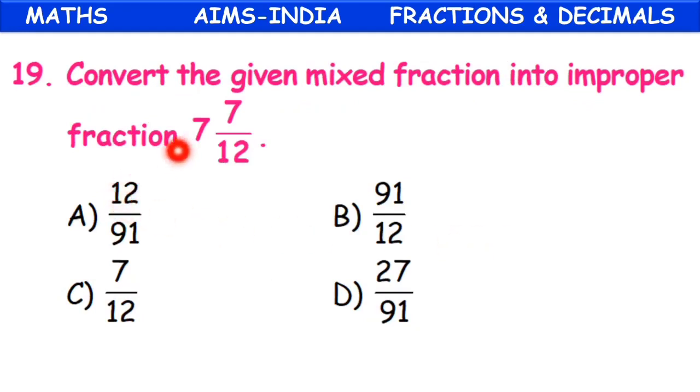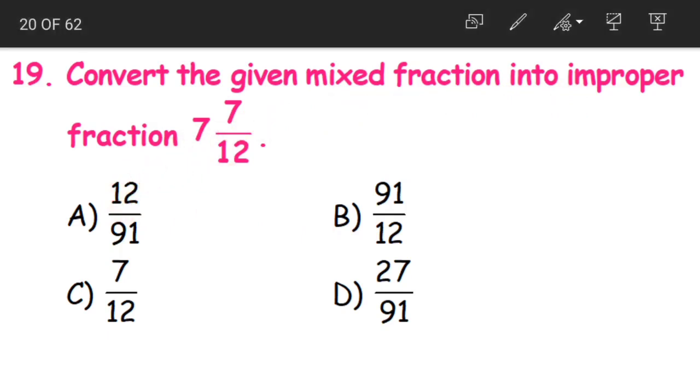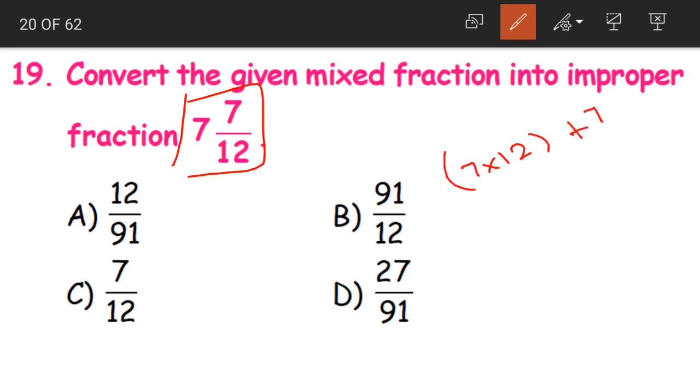Next, coming to question 19. Convert the given mixed fraction into an improper fraction. What do we have? 7 by 12. How will we convert, children? First we multiply the whole number and the denominator. Then to the product we add our numerator 7. Divided by what will be the denominator? The denominator will be as it is, that is our 12.